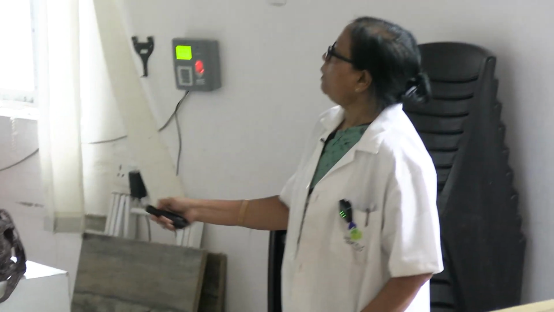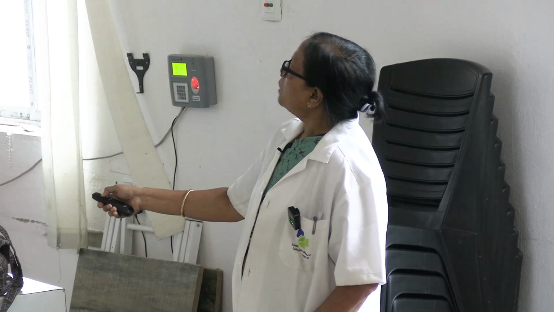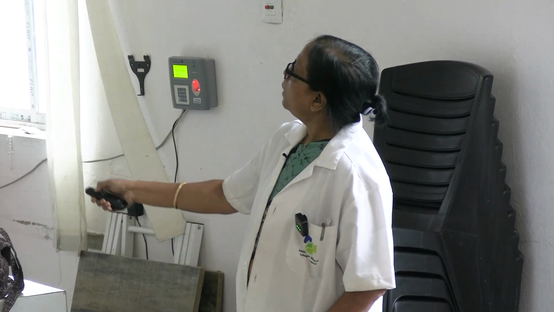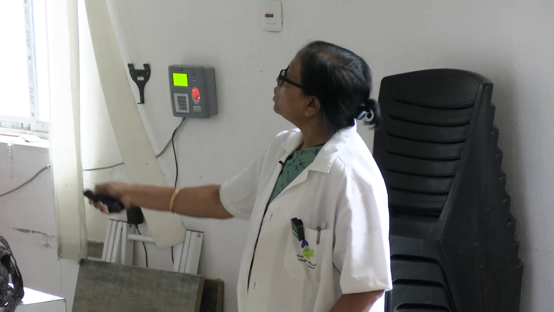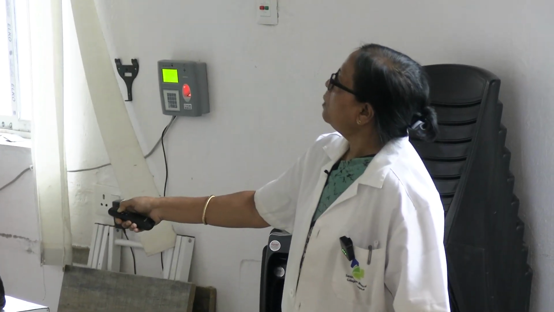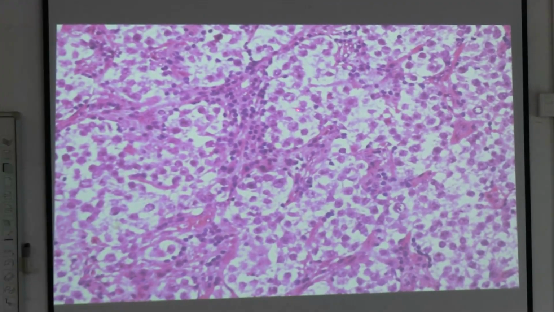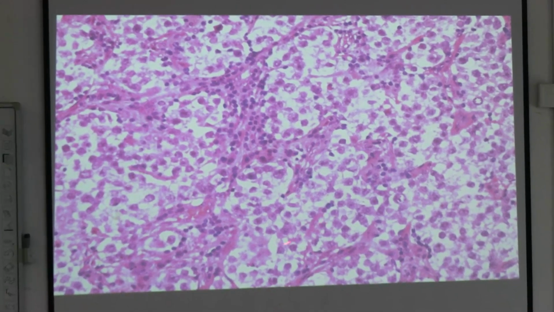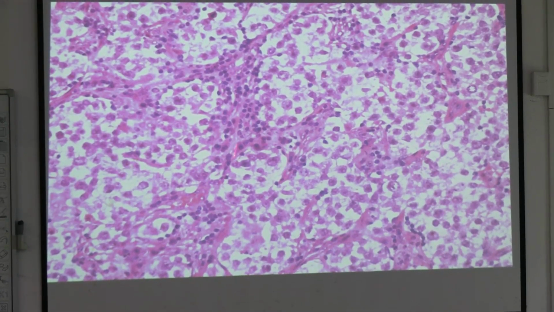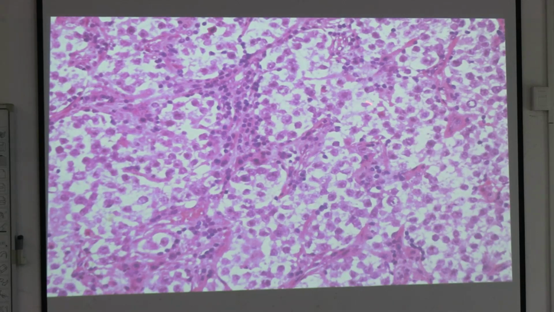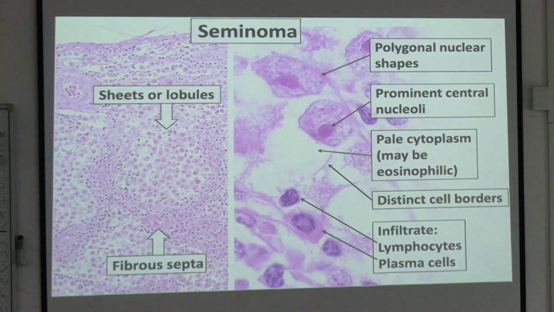So gross is done, microscopy is done. What does it look like? Here are the cells, with stroma infiltrated by lymphocytes and plasma cells. These are the lobule formations of the tumor cells, which may be associated with other germ cell neoplasms and contain different tumor markers. See this, these are the tumor cells with clear cytoplasm, homogeneous and round, separated by fibrous septa with lymphocyte infiltration. This is the characteristic feature of seminoma.